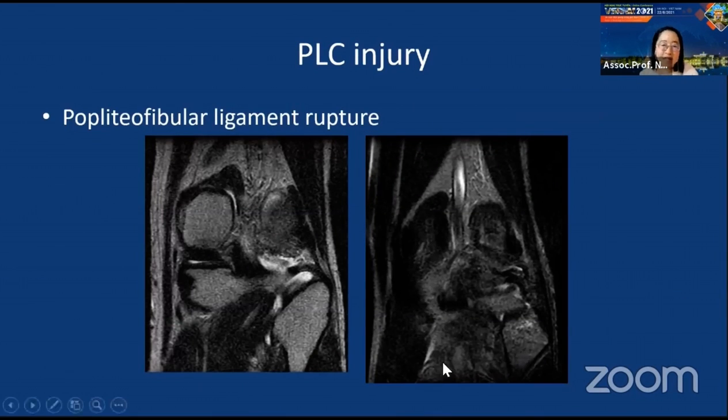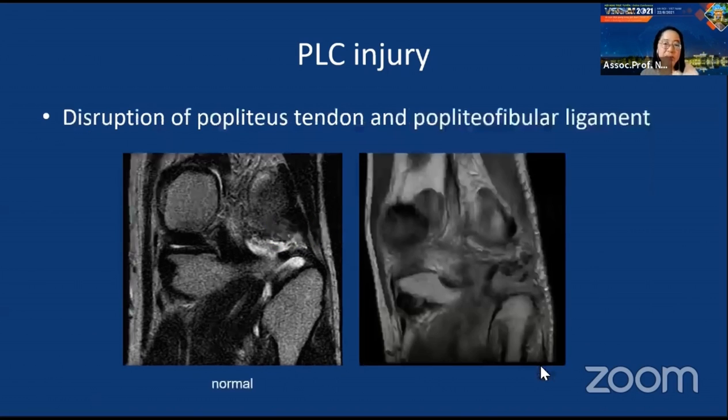If the popliteofibular ligament is ruptured, the way to identify it is by comparison with normal anatomy. Here you can see the nice curved popliteofibular ligament running from the myotendinous junction. This is the wavy ligament that has avulsion from the fibular insertion. Another one, when you can find popliteus tendon and popliteofibular ligament injury: normally the tendon is curved, and this is the wavy popliteus tendon. You also have the stump of the popliteofibular ligament here.